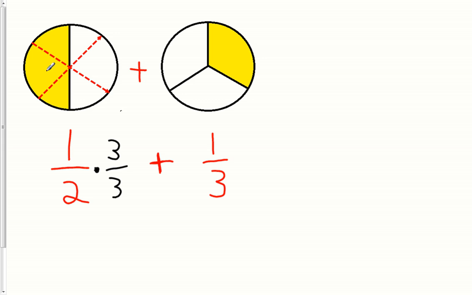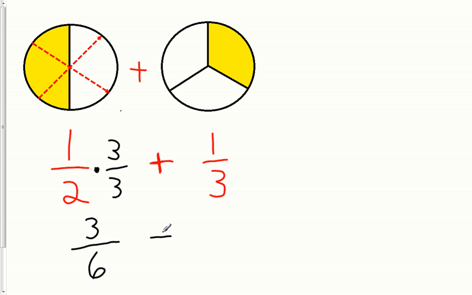Now I have 1, 2, 3, 4, 5, 6 total parts to my pie. So 6 total parts to my pie. And the original half represents 1, 2, 3 of those parts. So I have 3/6 of a pie here, which is still my 1/2. 1/2 and 3/6 are, in fact, the same number.